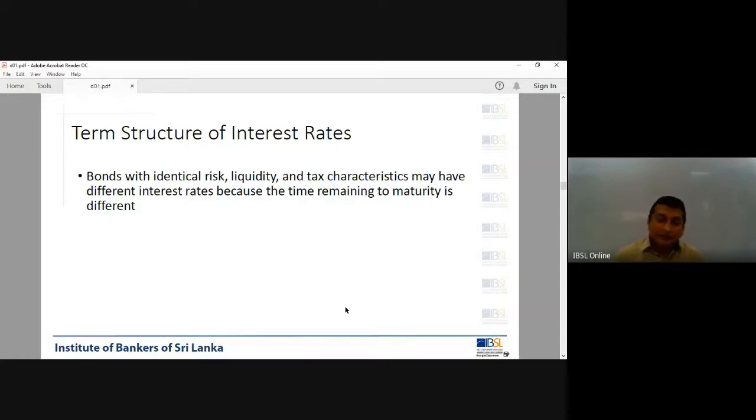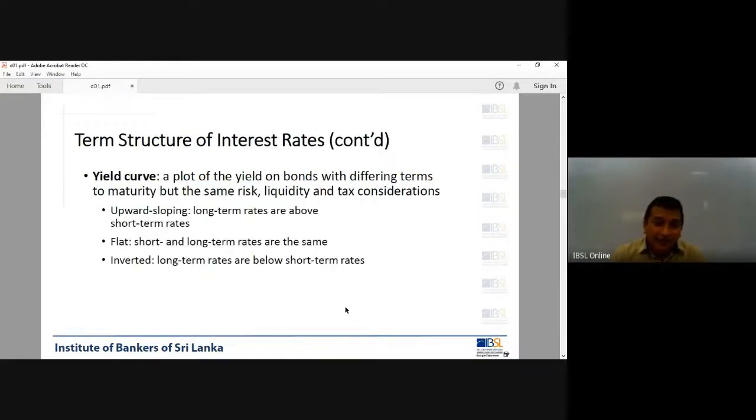Okay, so that makes the interest rates different. So we are getting into that area of analysis here. And in this area of analysis, a very, very important sub-concept that you are learning is the yield curve.